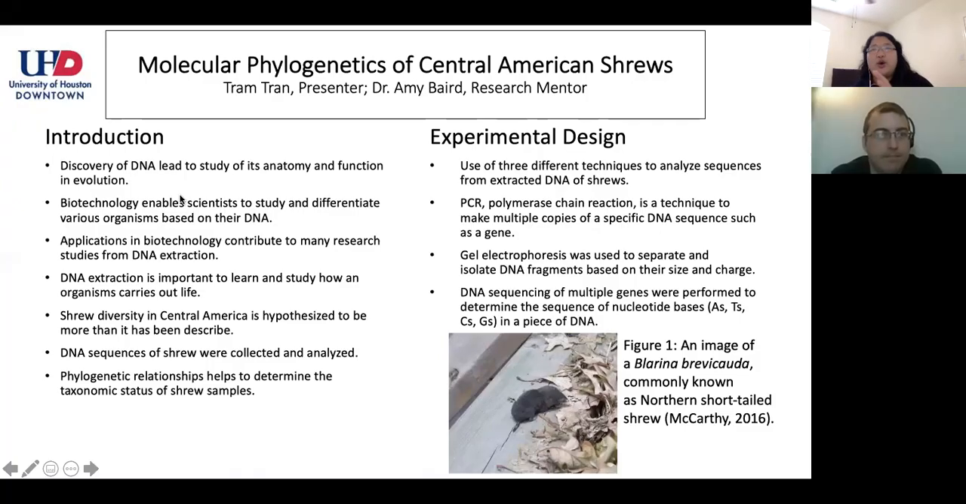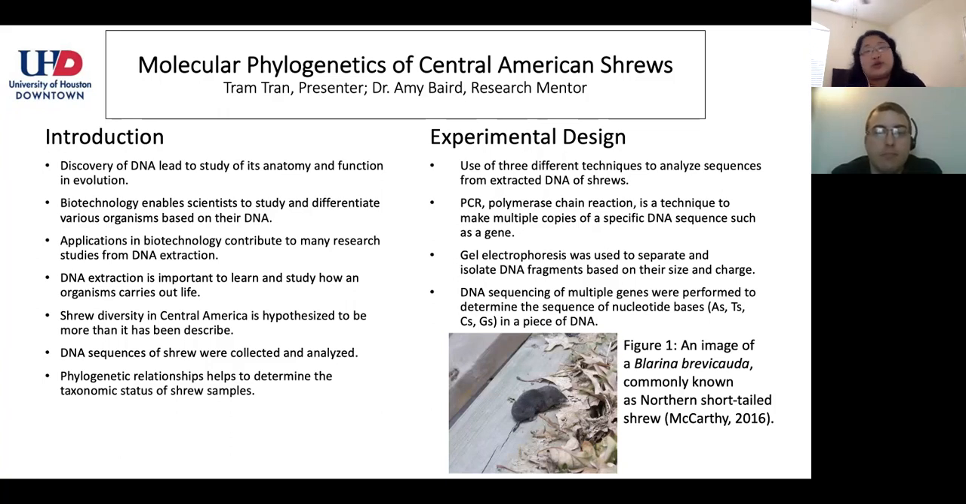Alrighty. So for this poster, my name is Tram, and I will be presenting this poster over my research of Dr. Baer's research over molecular phylogenetics of Central American shrews.